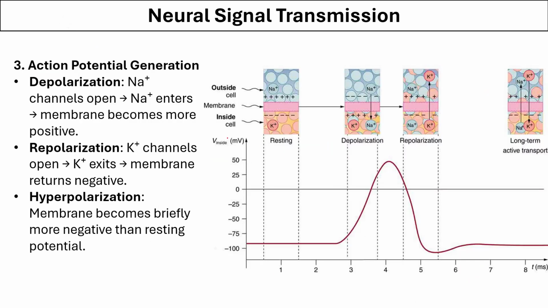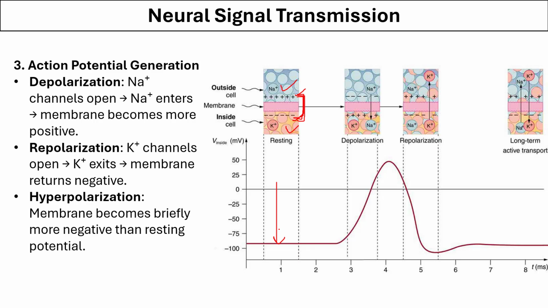So as mentioned earlier, at rest there is more potassium inside and more sodium outside, leading to a net more positive charge outside and comparatively negative charge inside. So there is a negative potential inside, and there is a potential difference of about 70 millivolt between the inside and outside of the membrane. So this is called the resting potential when the neuron is at rest.